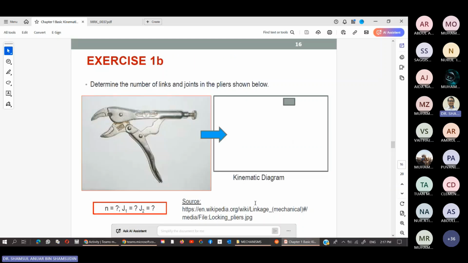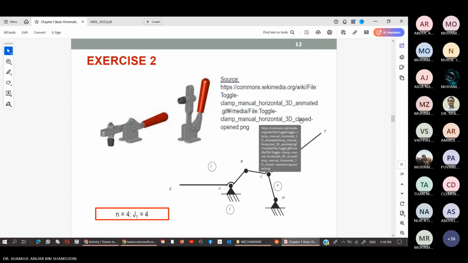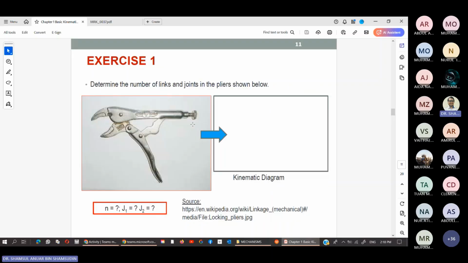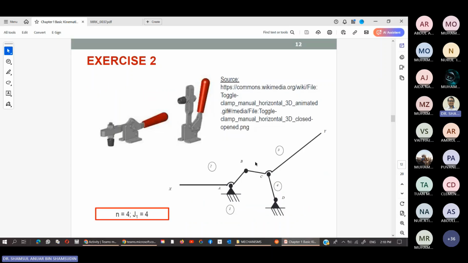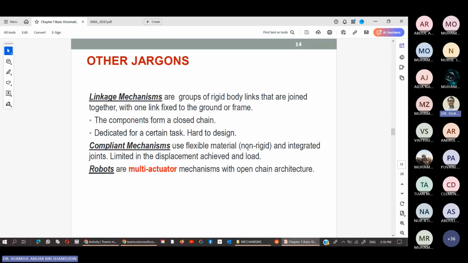Unfortunately, I'm using a PDF, so it's not showing. I think I'll show... there's another sketch over here, but this one is also not showing the sketch. I guess last time I showed you the sketch. Anyway, maybe I have to repeat this lecture on Monday to show that sketch.